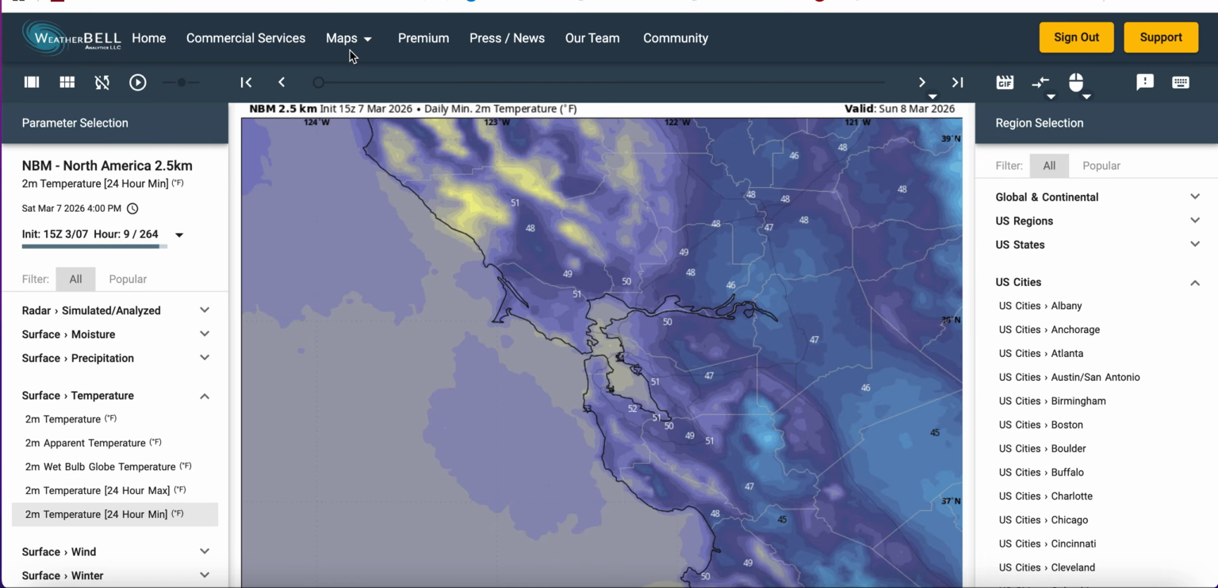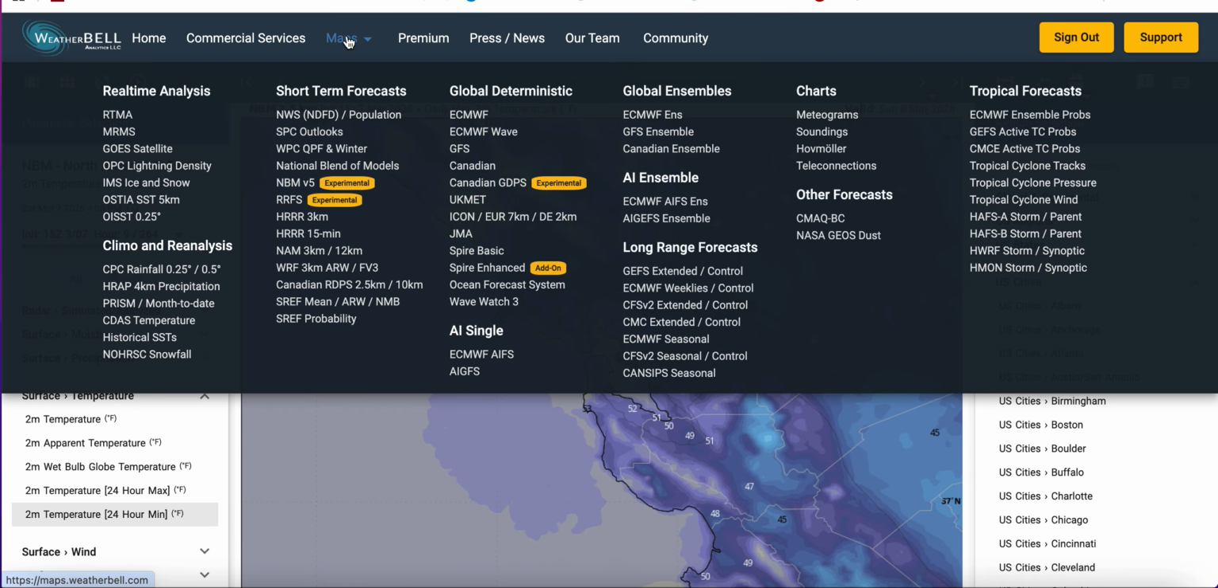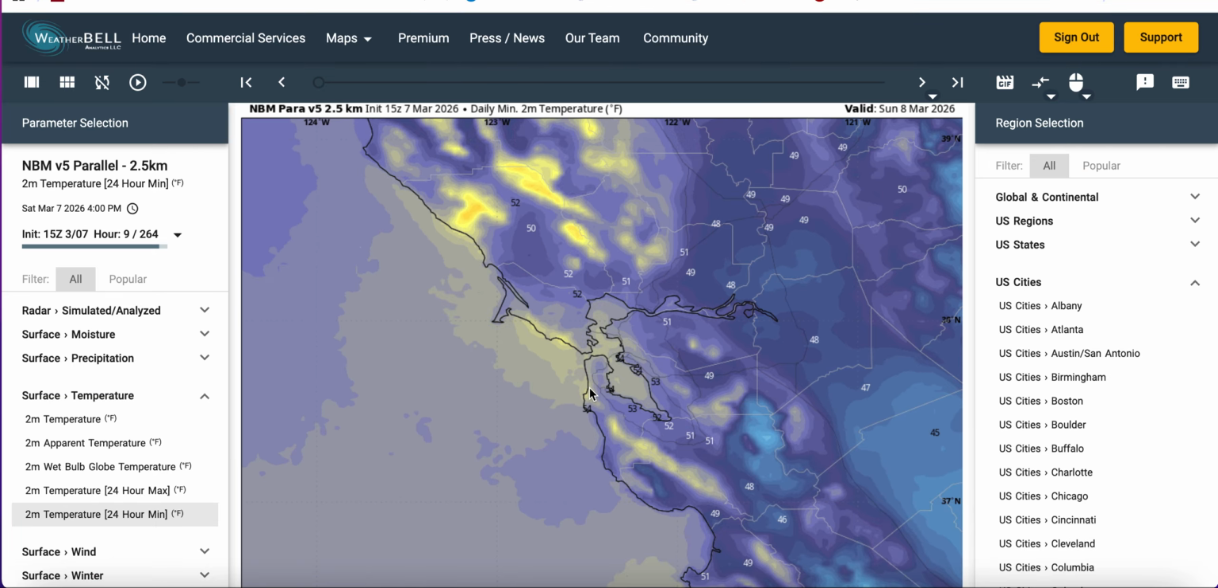Actually, let's put this up slightly. So there's a different version of the National Blended Model that's slightly improved, and sure enough, it's showing warmer conditions up in the mountains. If I'm not mistaken, I think this accounts for climatology and historical error as well. So in my opinion, I think this is a bit more accurate in some cases, and I think that is the case for tomorrow morning.